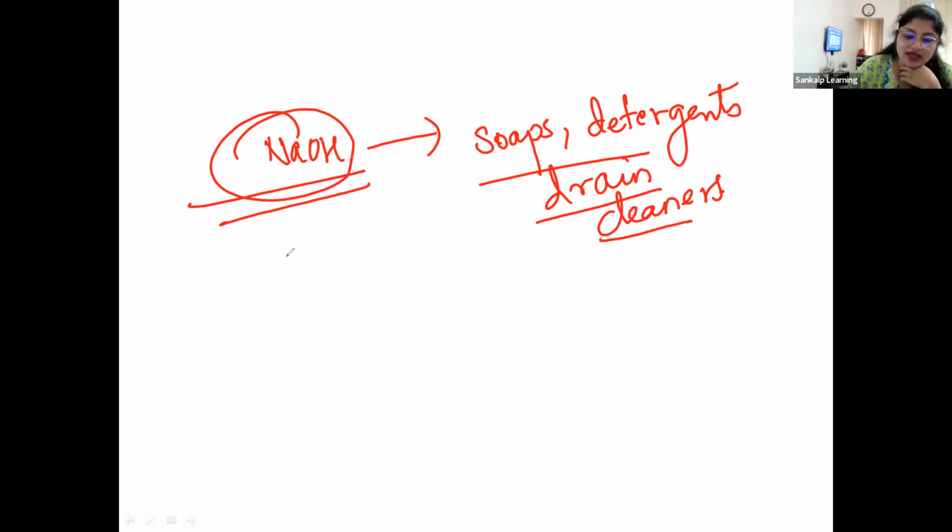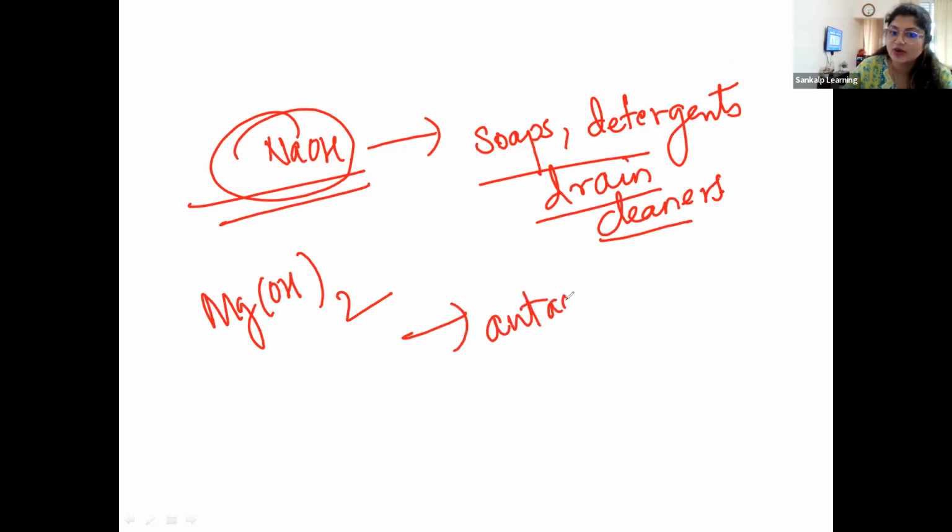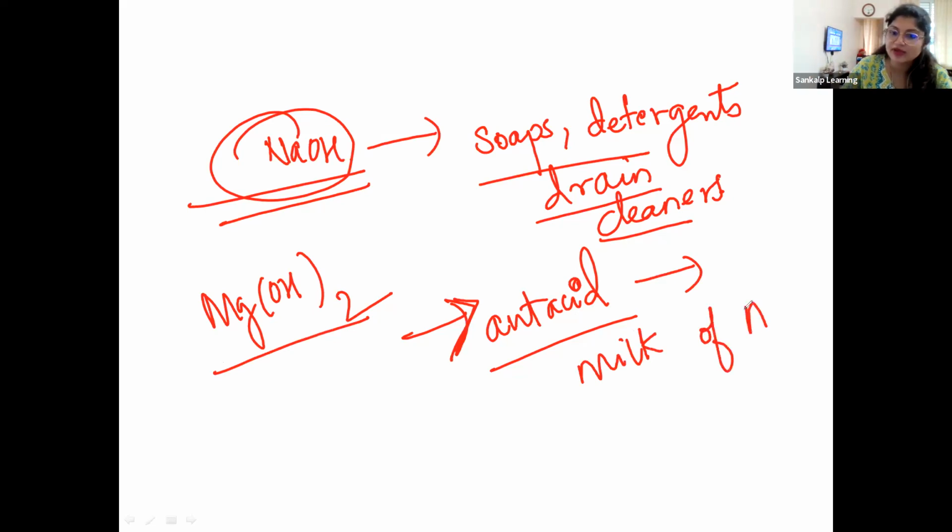Then magnesium hydroxide, Mg(OH)2, is used as an antacid. Antacid means what? Whenever a gastric problem is there, it is used as an antacid. It is a tablet to treat your gastric issues. So magnesium hydroxide is used as an antacid. It is called the milk of magnesia.